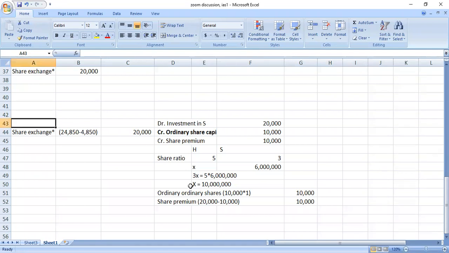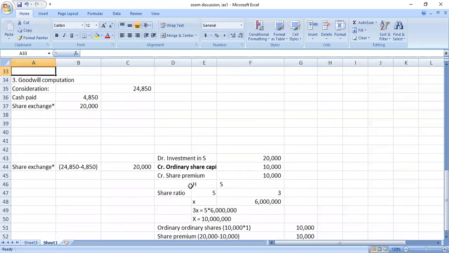For shares, you're saying, the question is clear. It says that the total consideration that we agreed upon was 24,850. And they said part of this consideration, cash, is going to be 850. Okay. And then automatically, even if they don't tell you, since they agree to use cash and share exchange, the share exchange must carry the balance, which is the 20,000.